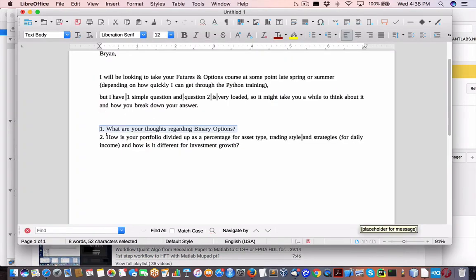Okay, how is your portfolio divided up percentage for asset type, trading style, strategies for daily income, and how is it different for investment growth? Okay, now portfolio, the best way to do it is try to figure out what your portfolio goals are. So for instance, if you're wanting to make the usual 1% daily on your portfolio, so you're looking for 1% daily up moves, because of that, you can get your portfolio to grow at an exponential level.